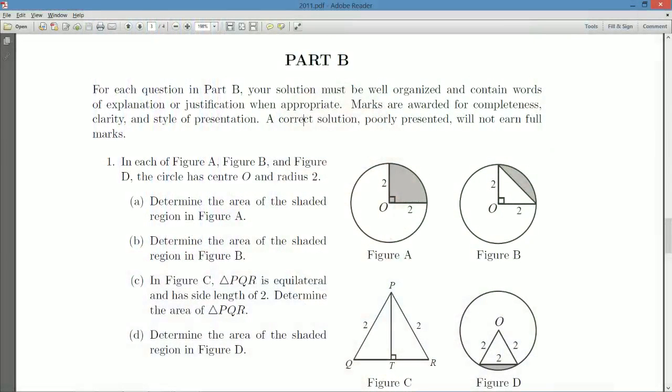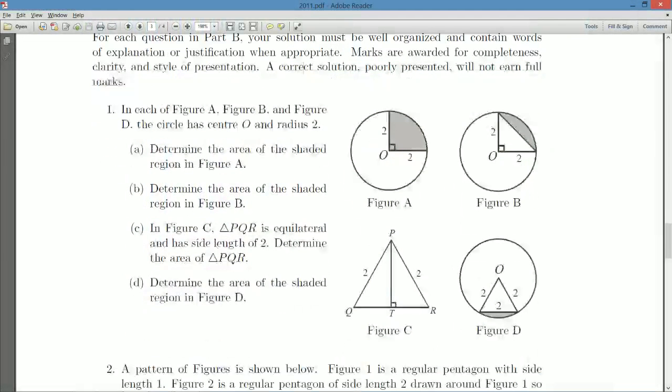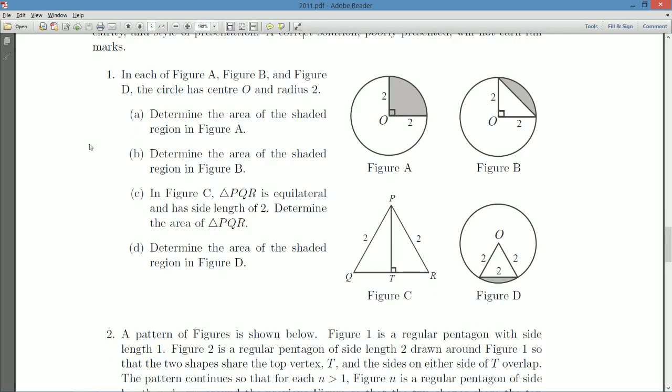So what have we got here? For each question in part B, you have to explain and justify, that sort of thing. If you're very poor with your presentation, if you do something inelegant, you might not earn full marks, that sort of stuff. So question number 1, we have 4 figures, figure A, figure B, figure C, and figure D. Each of them is, the circle has center O. Okay, well, in A, B, and D, we have the circle with center O. They don't mention C yet.